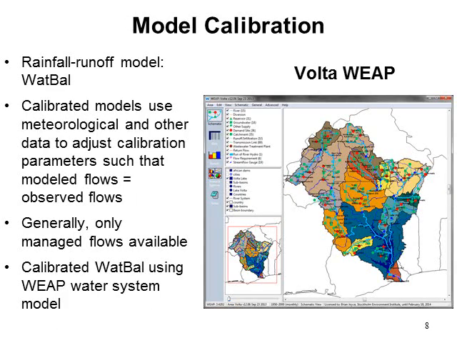So next we move on to the 4th step in the hydrological modeling process, and that's model calibration. The rainfall runoff model that was used in the ECRI work was called WATBAL, and that's actually a model that is built into the program WEAP. This is a schematic of the Volta River Basin in that software program WEAP, which is Water Evaluation and Planning.